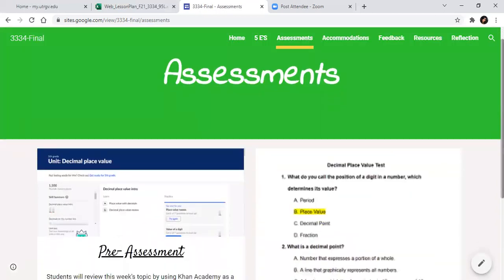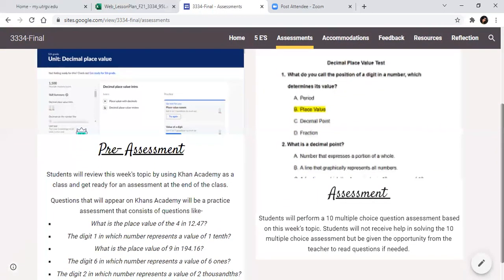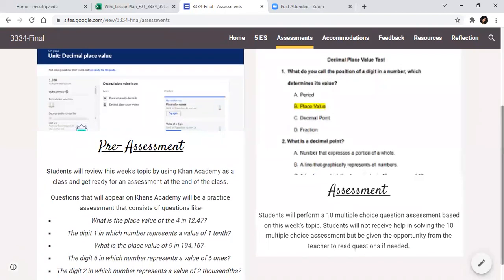Let's move on to the assessments. The pre-assessment will consist of the review of the weeks or the day. Since this is a long topic, this lesson can be a day or a week. So in this case, it would be the weeks or a day, like I mentioned, and the pre-assessment will consist of the Khan Academy as a class.